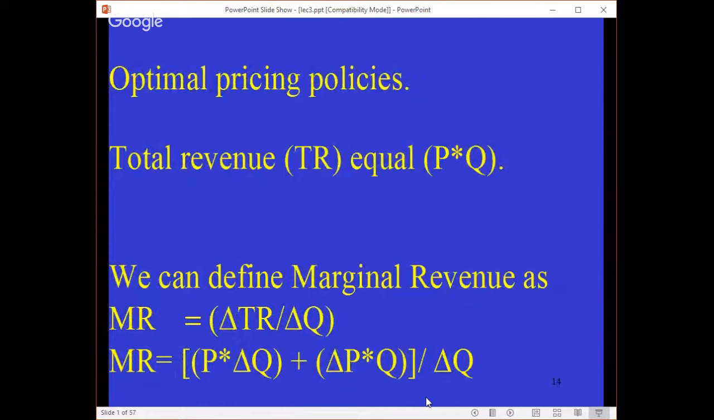So we're going to define total revenue as price times quantity. That is, the amount you sell times the price you sell it for. Doing a little algebra and calculus, at least the calculus part you're not responsible for, I can write the change in total revenue as P times the change in Q plus the change in P times Q.